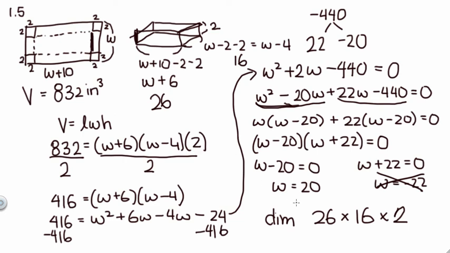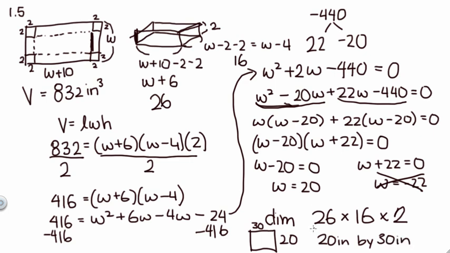So the dimension of the open box is 26 times 16 times 2, but I took a look at the problem and it actually asks for the dimension of the rectangle that we started off with. w was already the width that we started off with, so the width of the rectangle is 20, and the length is 10 inches longer than the width. So the dimension of the rectangle that we start off with is 20 inches by 30 inches.